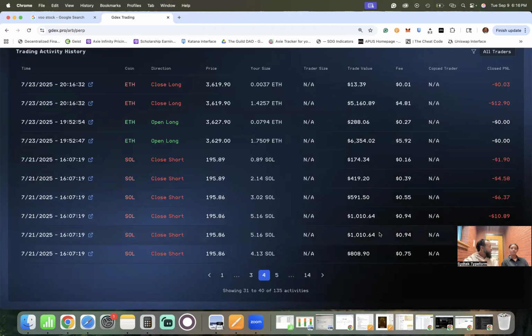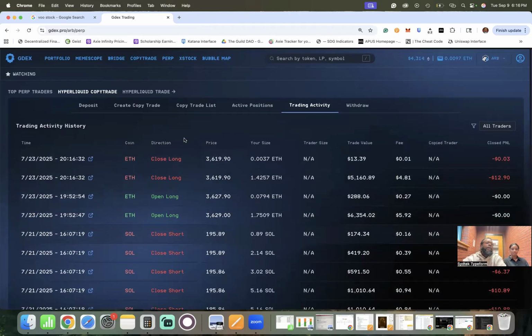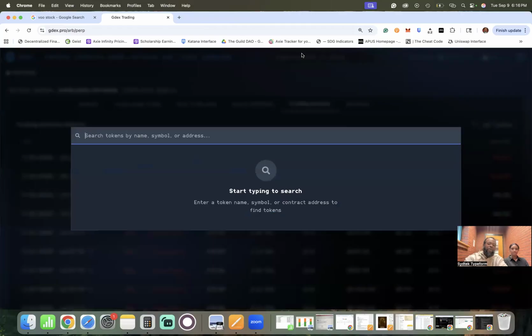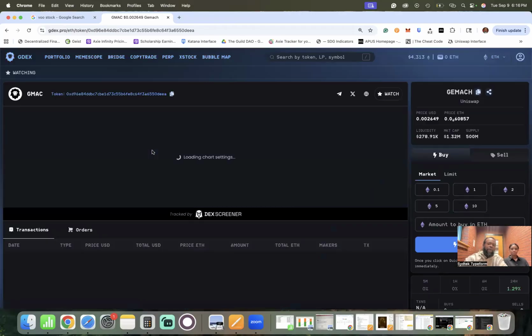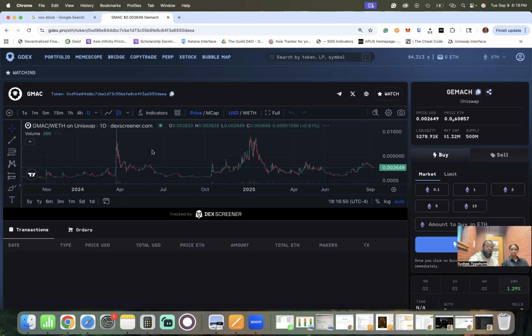Okay, so how do you get cut out of all that? How do you get equity in that company? Excuse me? How do I get equity in that company? Buy a Gemach token. And how much are those? All we gotta do is go on Gdex.Pro and you go in here, you say GMAC. My token don't cost but 0.002649. It's less than a penny. I think that's a deal.